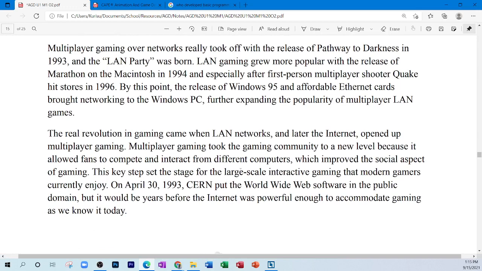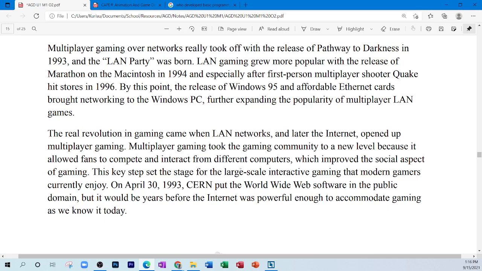The real evolution in gaming came when LAN networks and later the internet opened up multiplayer gaming. Multiplayer gaming took the gaming community to a new level because it allowed fans to compete and interact from different computers, which improved the social aspect of gaming. This key step set the stage for the large scale interactive gaming that modern gamers currently enjoy. On April 30th, 1993, CERN put the World Wide Web software in public domain, but it would be years before the internet was powerful enough to accommodate gaming as we know it today.